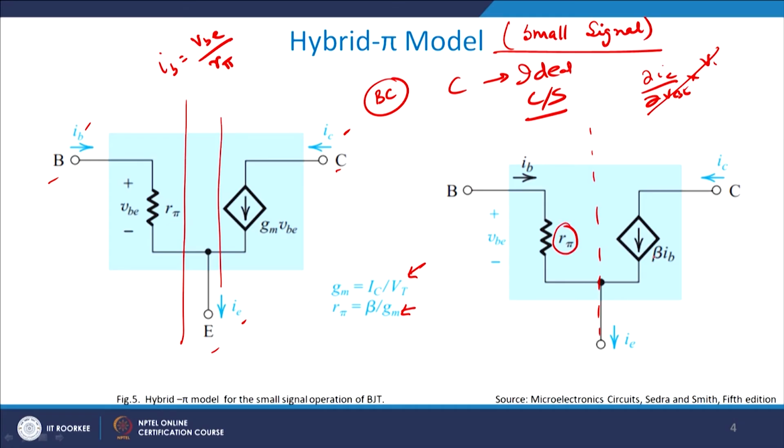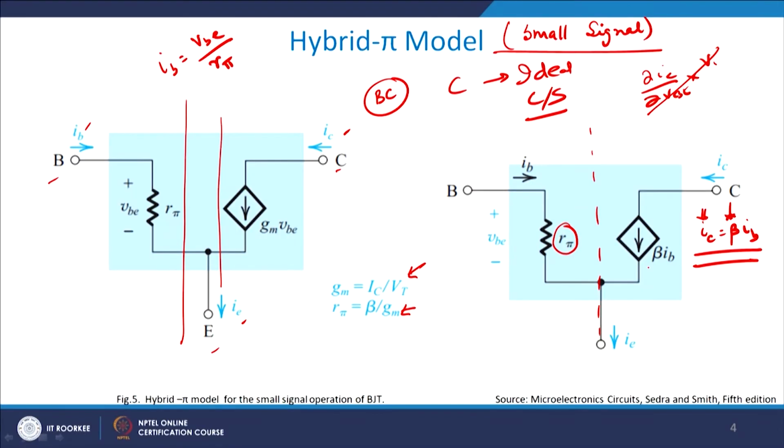Whereas on the collector side, it is a current source, wherein the current source IC will be equal to beta times IB. So if you have a large value of IB, I will get a large value of IC, and I can therefore have a constant current source towards the collector side. Therefore this model will give you, in the very first instance, the input impedance and output impedance of the device.